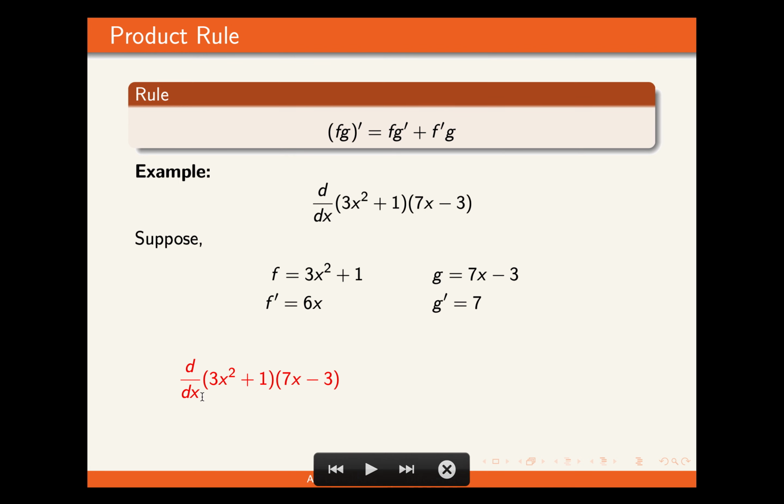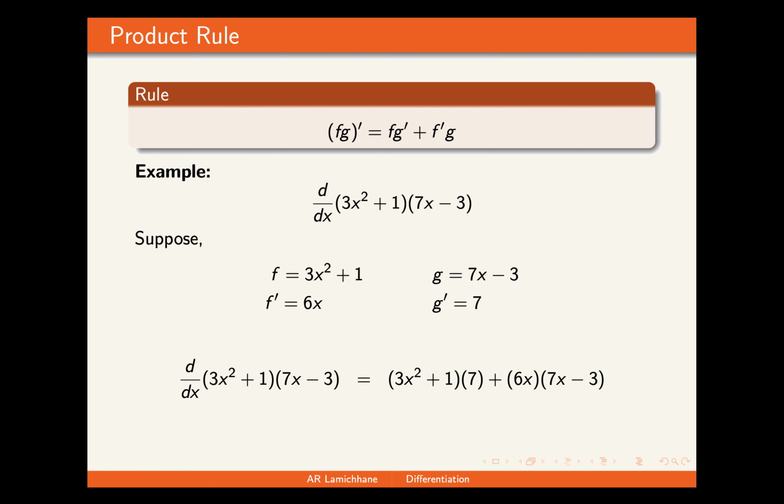So to find the derivative of 3x squared plus 1 times 7x minus 3, if we assume f is 3x squared plus 1 and g is 7x minus 3, then let's plug this information into the formula. We first write down f times g prime, right? So f is 3x squared plus 1, that's what we have assumed, so write that down. And then g prime is 7, so write that down, and then plus f prime. f prime is 6x, write that down, and times g, so let's plug that in. So we have f times g prime plus f prime times g. We are done. This is the derivative.